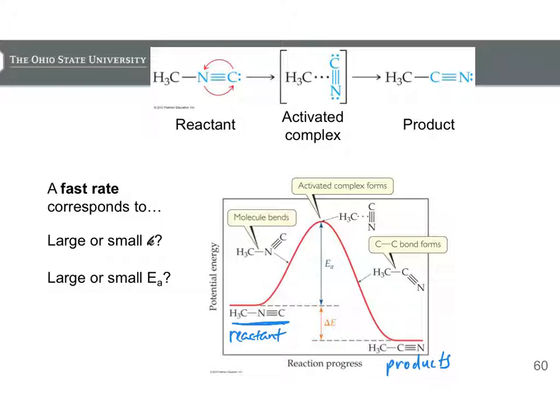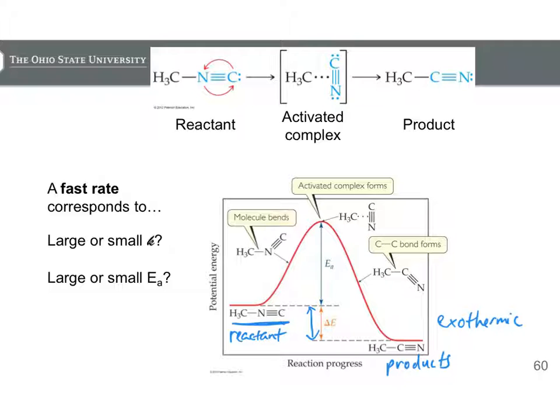The energy between the energy of the reactant and our products, that's the enthalpy for the reaction. Okay. So here we have an exothermic reaction. The energy of the products is less than that of the reactants.